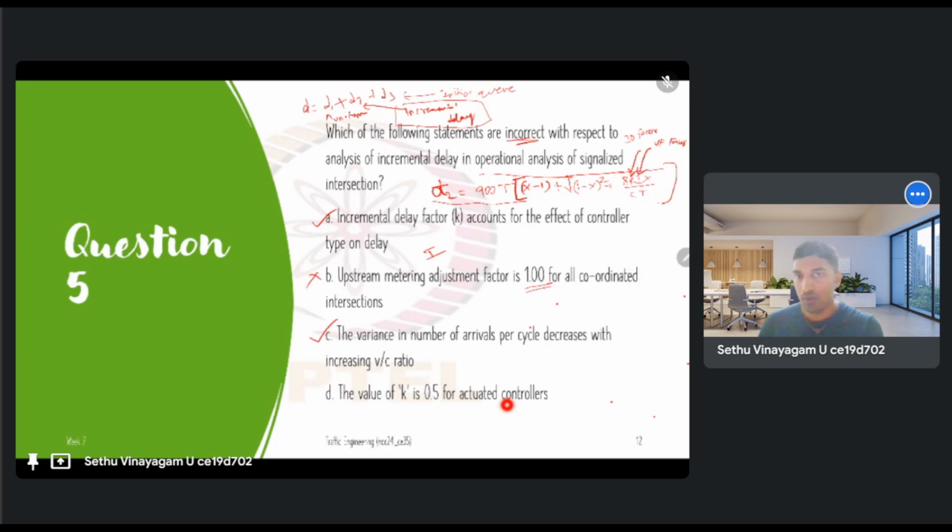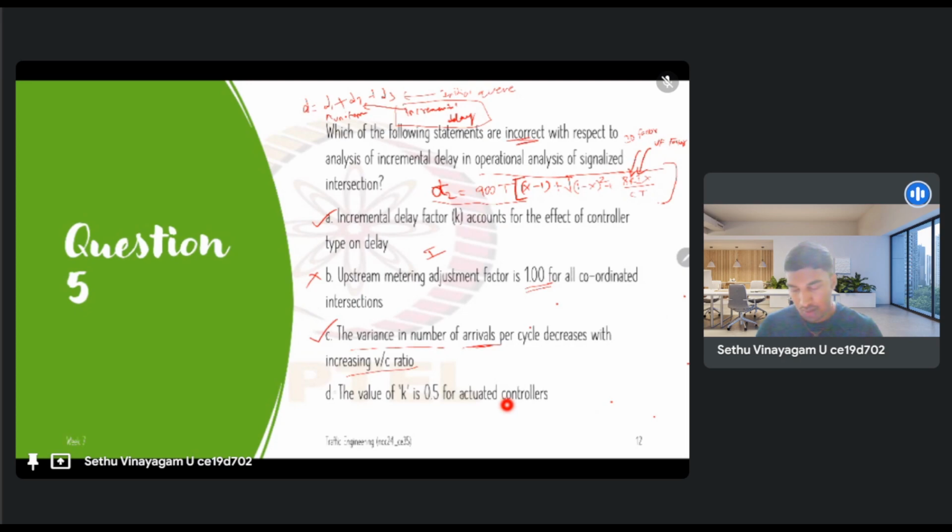So the flow that will be coming out of the upstream signal, which is your arrivals for the signal that we are looking at, won't be varying too much from cycle to cycle because you have excess vehicles, right? So you'll have flow that is more or less equal to the saturation flow rate, and the saturation flow rate is a constant. It's not going to change for that intersection, and you will have flows that are very close to your saturation flows. Therefore the variance in the number of arrivals will be lower when you have higher V by C ratios, right? So that is also true.